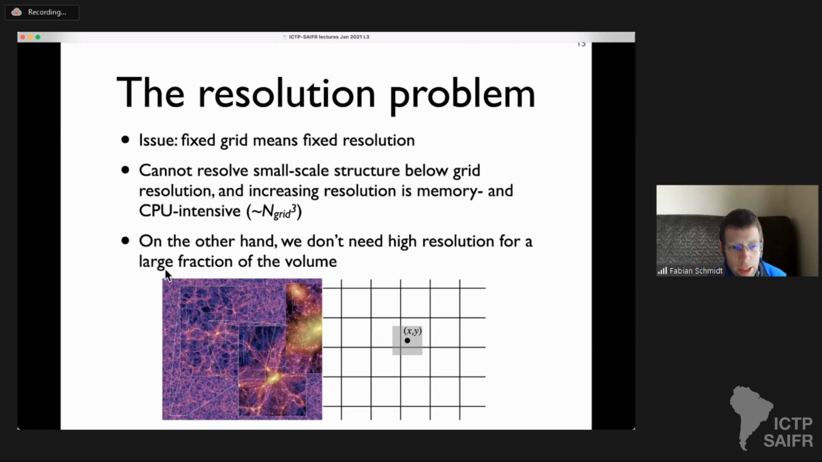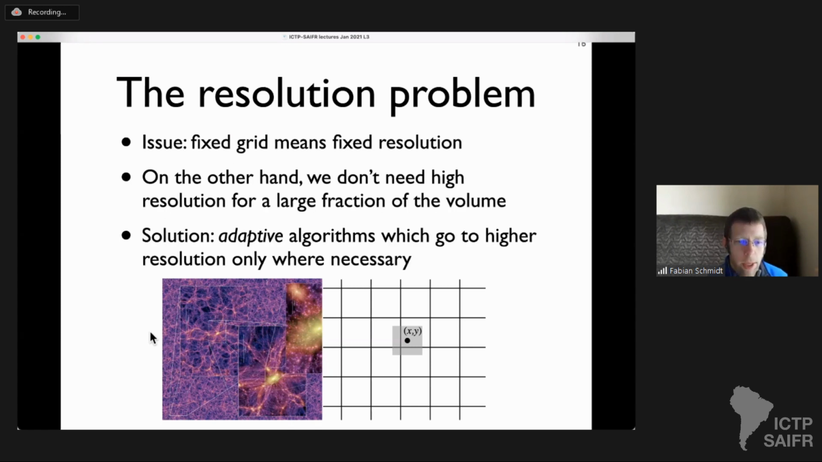But fortunately, we actually don't need that high resolution in a large part of the volume, right? A large part of the simulation volume is actually fairly smooth, and we don't need a high resolution there. So the idea to deal with that is to use adaptive algorithms, which only increase the resolution where it's necessary.